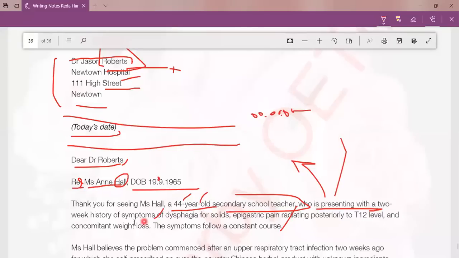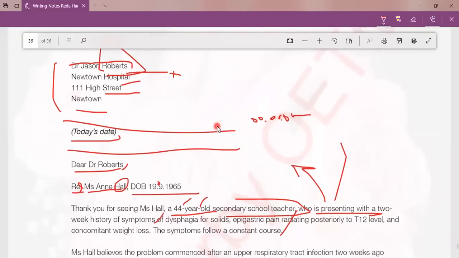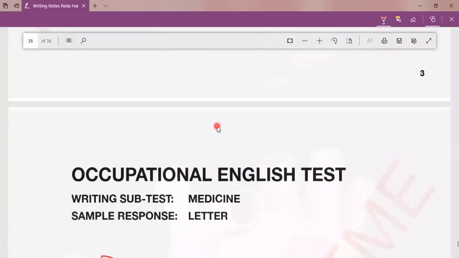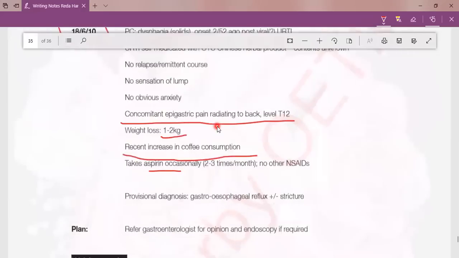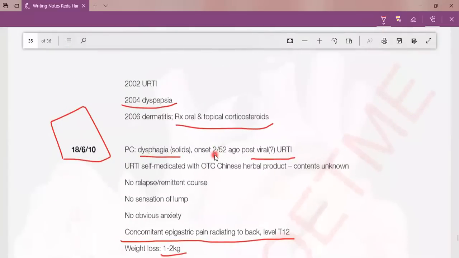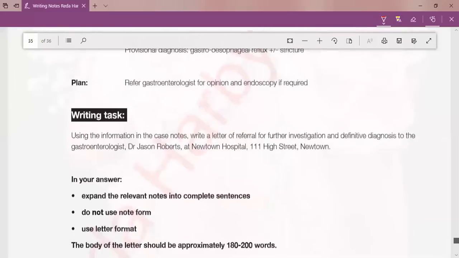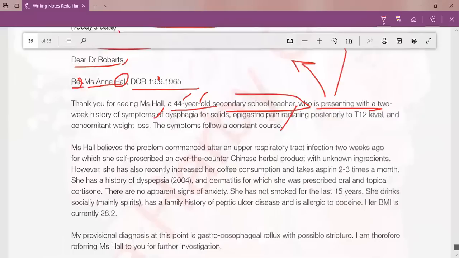How do we know this is a 2-week history? I will show you how you should analyze and know this is 2 weeks ago. So this is the presenting complaint, dysphagia to solids, or for solids, 2 weeks ago. This is 2 weeks, okay? For solids, I don't prefer that. Try to tell him who is presenting with a 2-week history of symptoms of dysphagia.